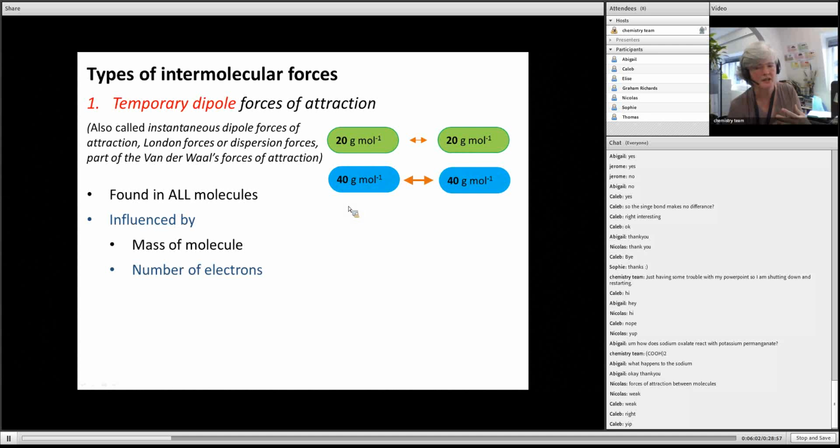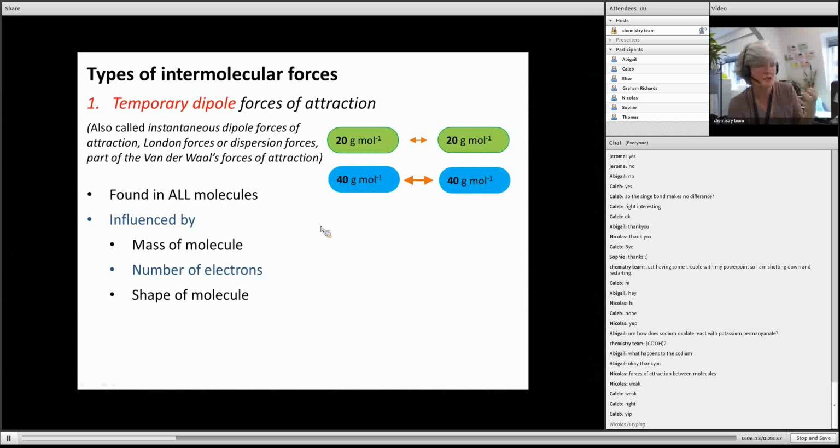Normally it's the same thing, unless it's an isotopic thing, but normally the heavier the molecule, the more electrons. And again, the more electrons, the more they can bunch up, so it's going to be a stronger attraction. And the shape of the molecule is important. So there's three things you have to talk about when you're explaining this.